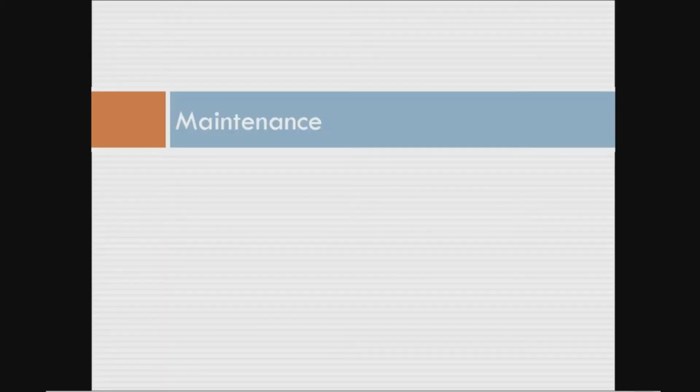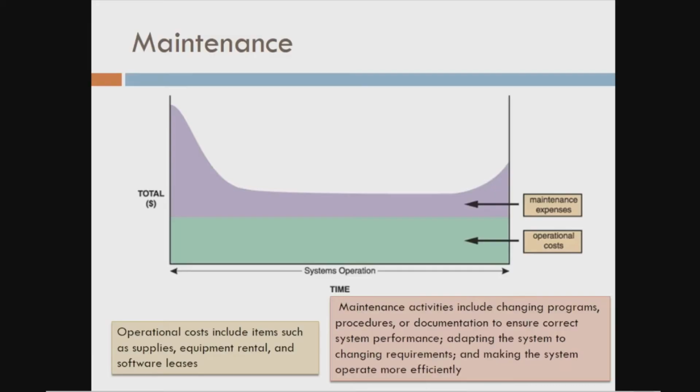So the next part, we go for maintenance. Maintenance is the process of maintaining the system that we have developed. So we have the system operation. This part is the maintenance expense, and this one is the operational cost. It's just like you buy a laptop, then you need to maintain the laptop. You buy a car, then you need to service your car. So that is the maintenance cost for the things that you have.